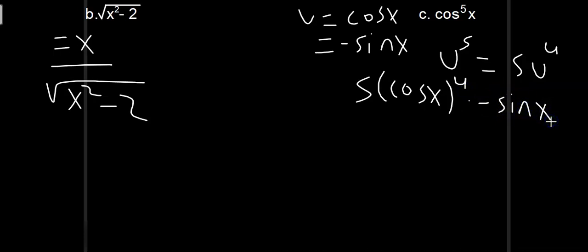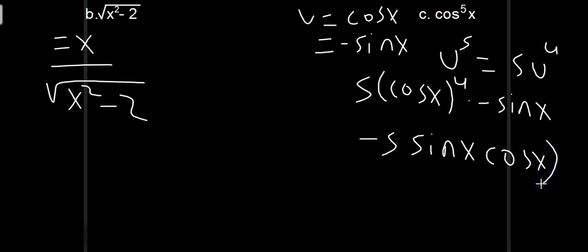This will be my answer, but I also can simplify it if I want to. 5 times minus sine x will be minus 5 sine x, and then cos x to the power of 4. This will be my simplified form of the last question, so this will be my last answer. I can do it this way if I want to.